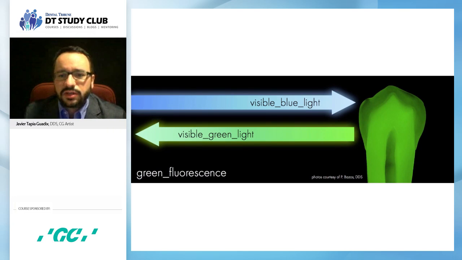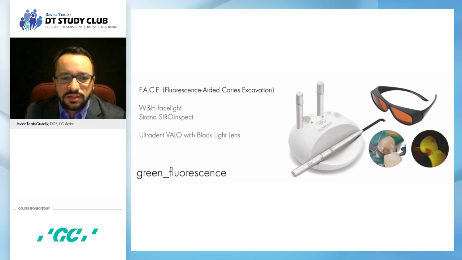But there is also another kind of fluorescence, a green fluorescence, that happens actually not with invisible light, but with visible blue light. A small amount of the blue light is going to be absorbed and then emitted as green light. This is what is being used now, very popular these days, with the fluorescence-aided caries excavation devices. It's just a lamp, and with this lamp you put your filter on, like you see in these glasses. It looks like a light curing unit, but it's not.